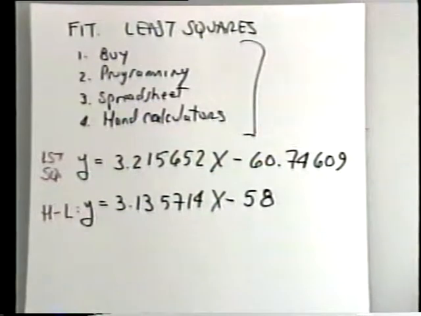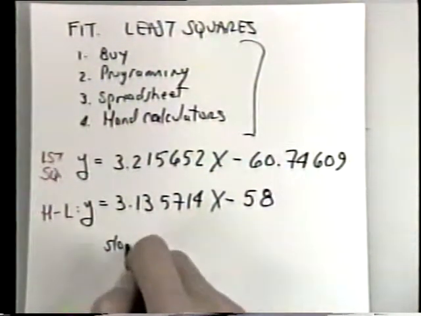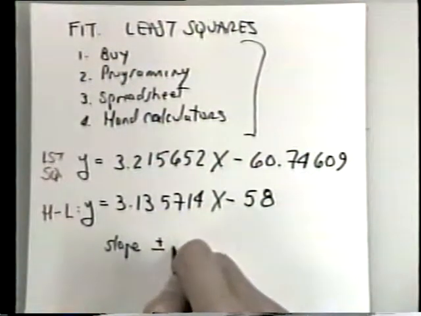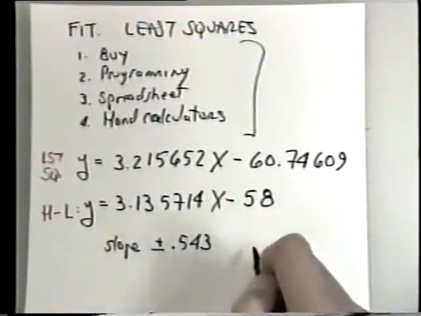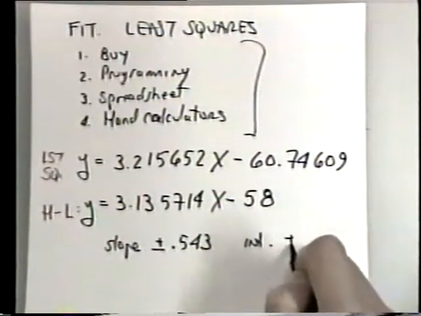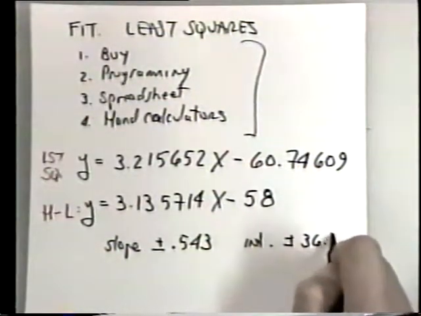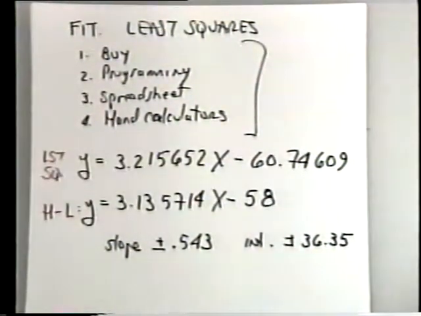The errors in the least squares fit in the slope, using the formula that I told you to use, are plus or minus 0.543, and in the intercept plus or minus 36.35 for the standard deviations of the errors. So they're actually pretty big.